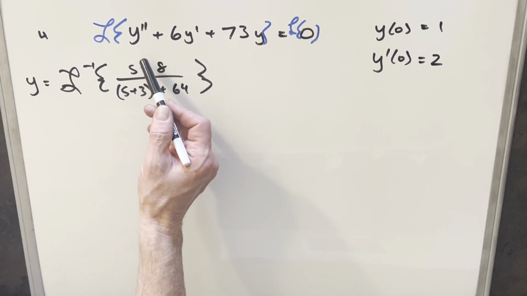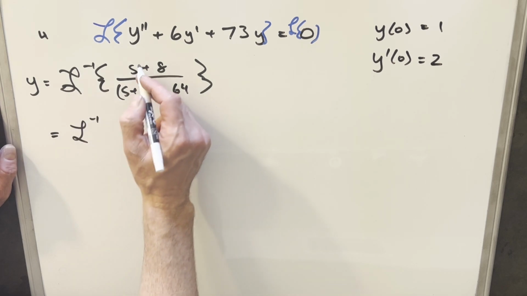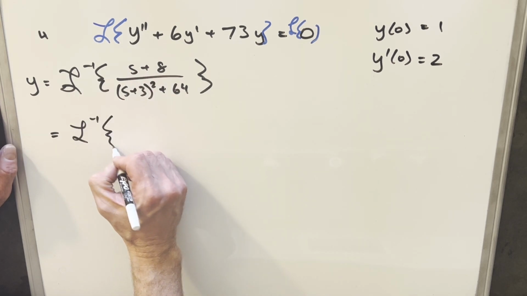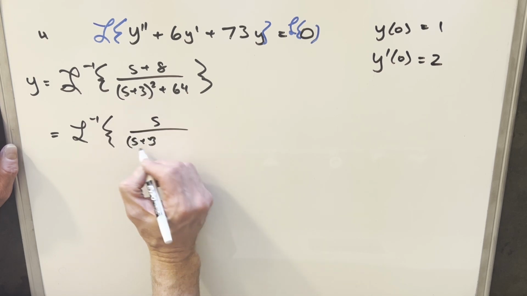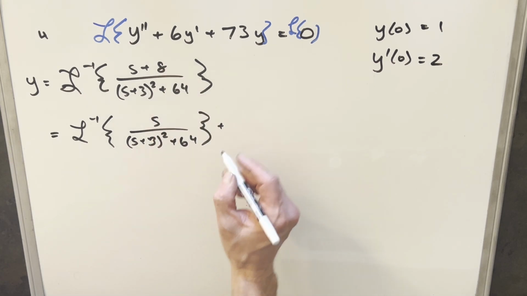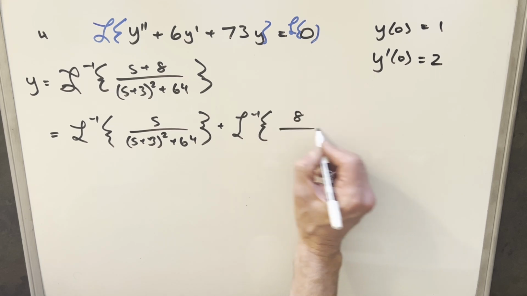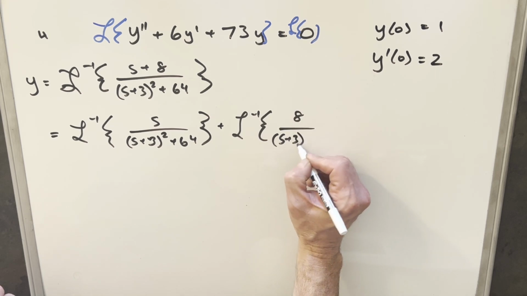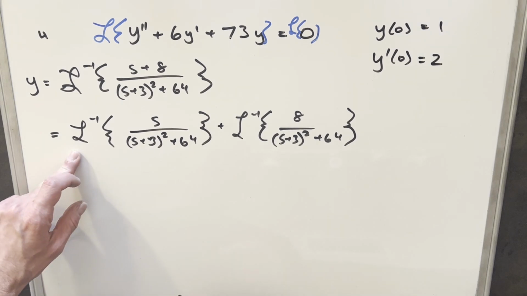Because we have addition in the numerator, I can split this into two separate inverses. For the first one, we'll take our s in the numerator, so this is s over ((s + 3)² + 64). For the second one, we'll have the 8 in the numerator, so we'll have Laplace inverse of 8 over the same denominator. At this point, each of these Laplace inverses isn't too bad. We just need to use a few formulas on these.